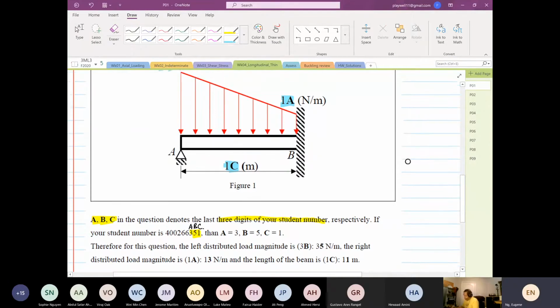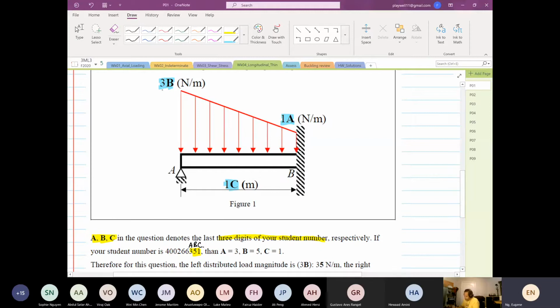So when you come to this number over here, this load is 3B. So B is equal to what? Can someone tell me what B is equal to? B is equal to what? 5. Yep. So this will be 35. And then over here you have 1A. A is 3. So this is 13 Newton per meter. This is 35 Newton per meter. And then the length is 1C, and this corresponds to 11 meters.